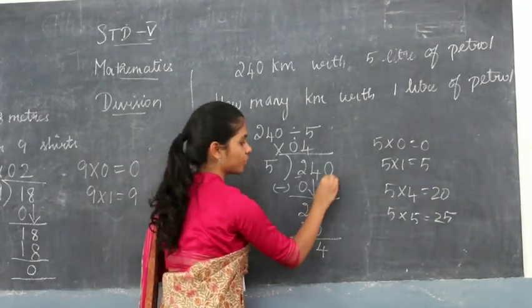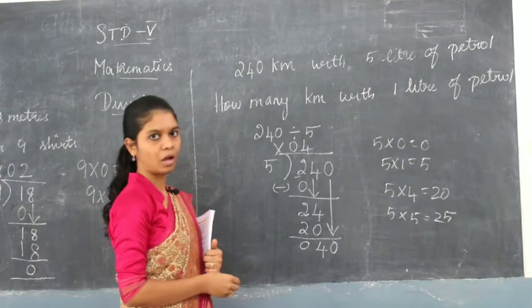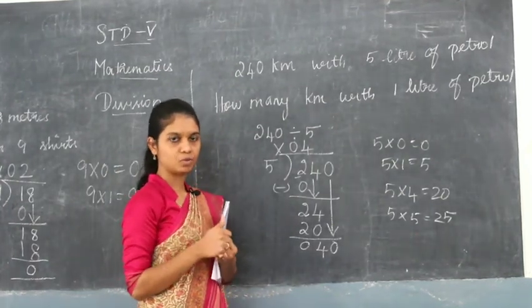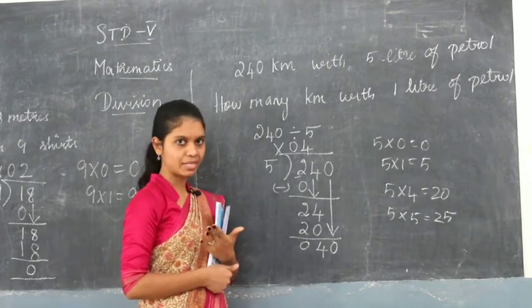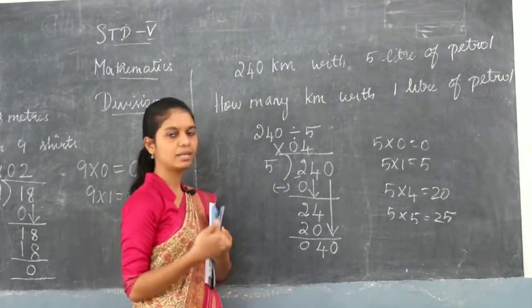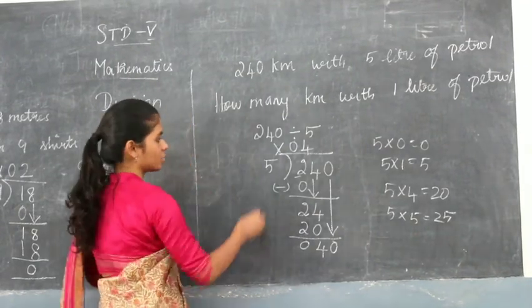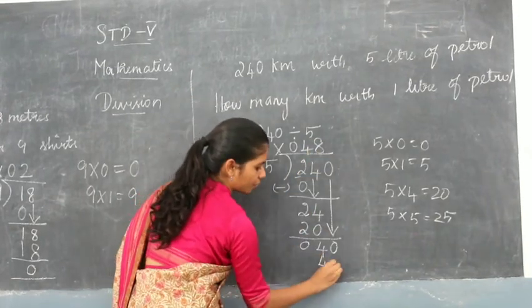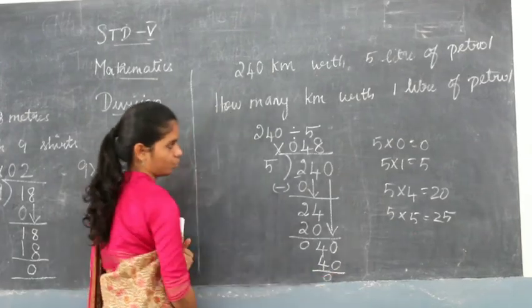Then what you should do? You should bring the next number down, which is 0. Now you should start telling 5 tables. 5 ones are 5, 5 twos are 10, 5 threes are 15, 5 fours are 20, 5 fives are 25, 5 sixes are 30, 5 sevens are 35, 5 eights are 40. So 5 multiplied with 8 gives you 40, and 40 minus 40 is 0.